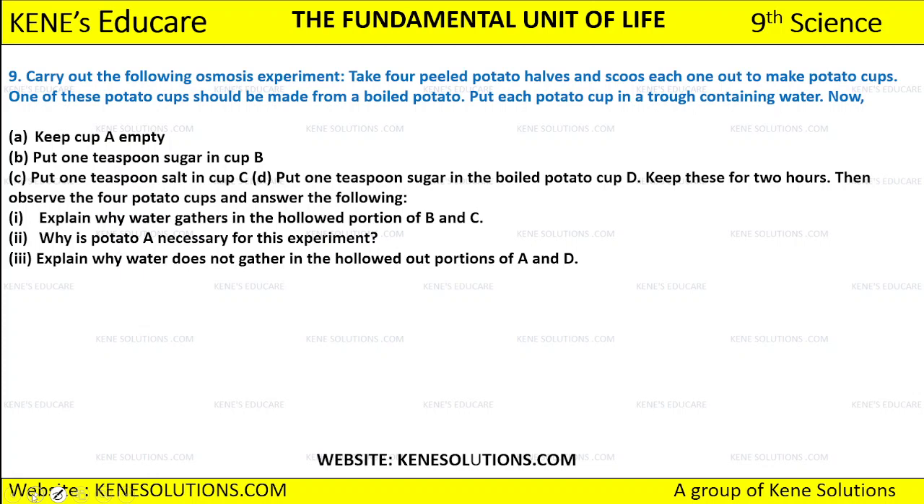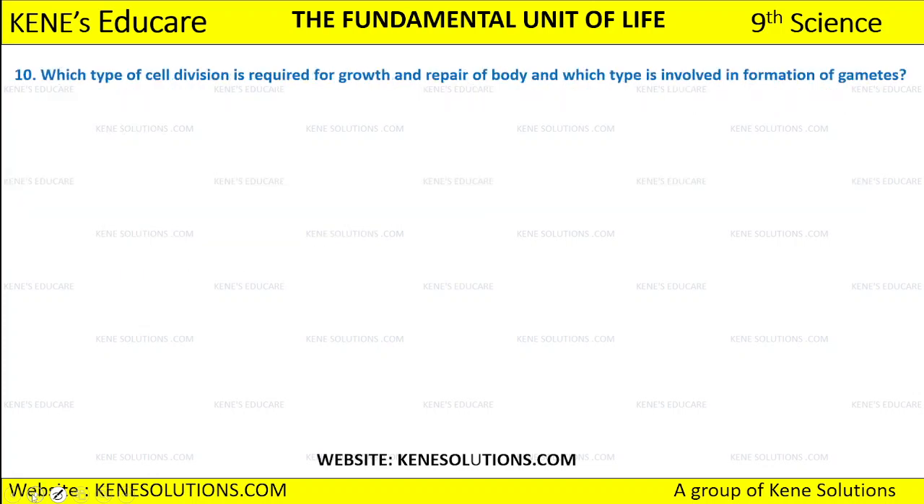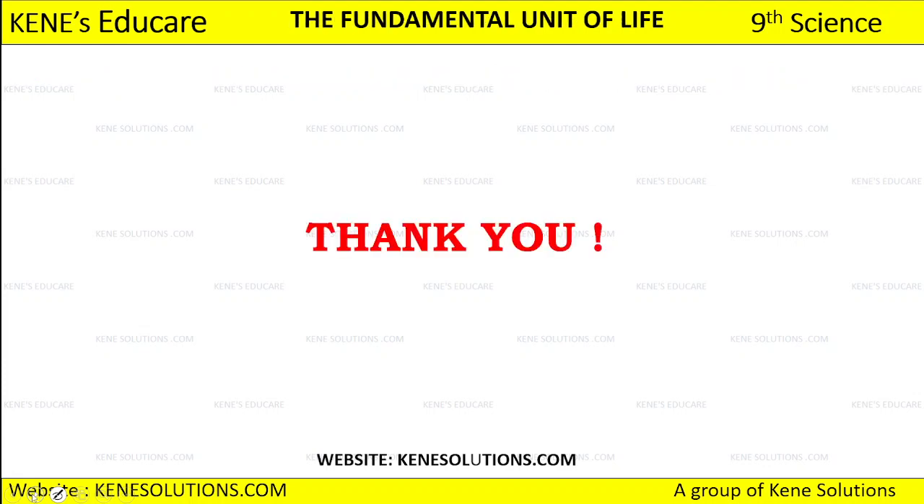Then this is an experiment or an activity which we will be discussing. And lastly we have this question: which type of cell division is required for the growth and repair of the body and which type is involved in the formation of gametes. So the answers to all these 10 questions are very easy once you understand the whole lesson, or once we complete the lesson. Once we complete the whole lesson, you will get an idea of this fundamental unit of life.